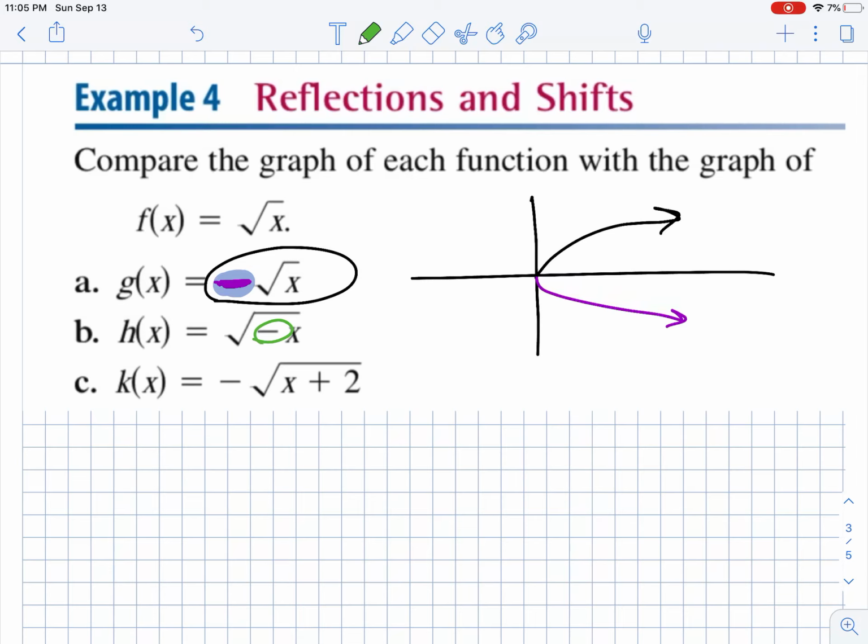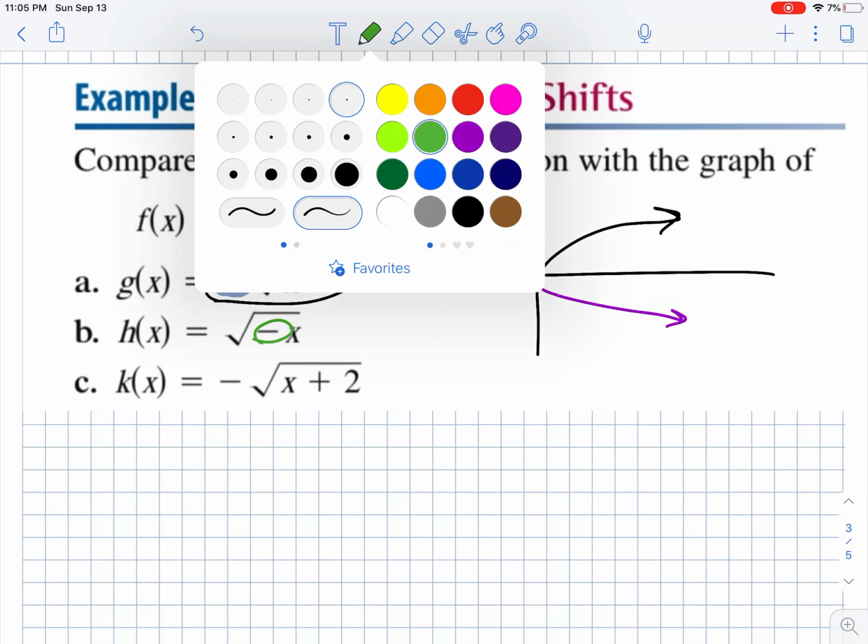All right, let's look at this one. Remember, this one's on the B, which means it flips over the y-axis. So I'm going to take my parent function graph here, and I'm literally just going to flip it over the y-axis.